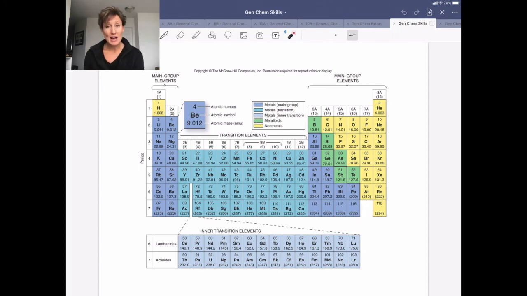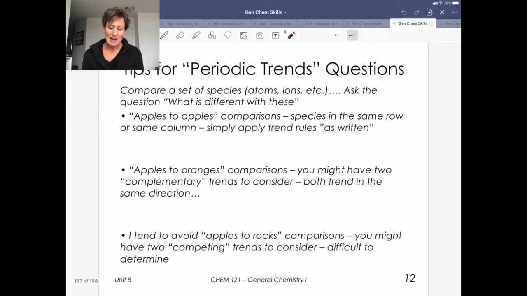But one trend I'm going to highlight here, particularly as it relates to size, is when you jump down a row in the periodic table, that is more significant than if you go to the left on the periodic table in terms of becoming bigger. So in general, jumping down a row is going to have a greater effect than moving within a row. All right, so that's our concept on periodic trends. Lots of qualitative questions you're going to see with that, nothing quantitative.